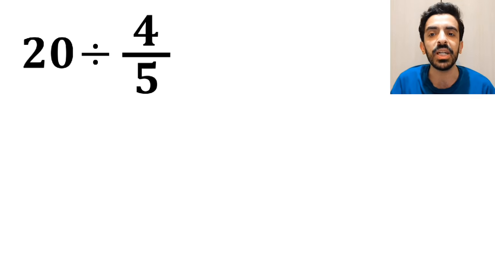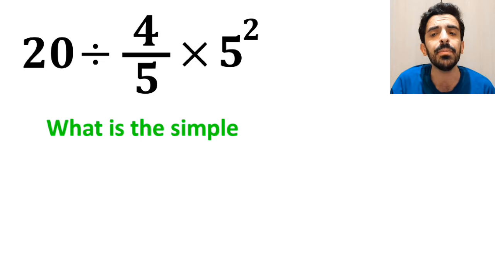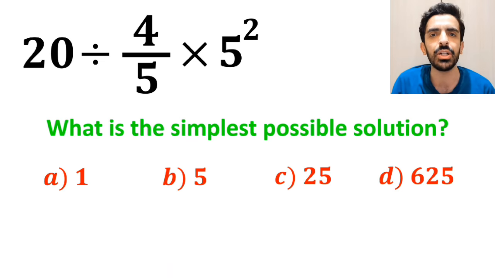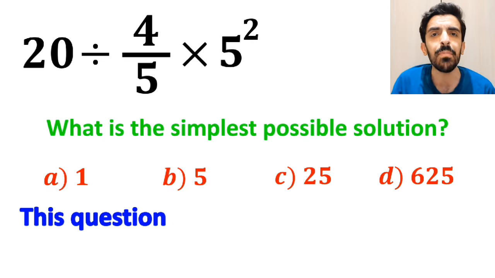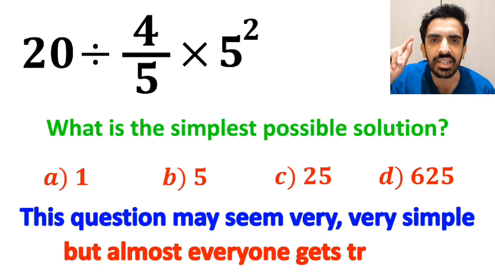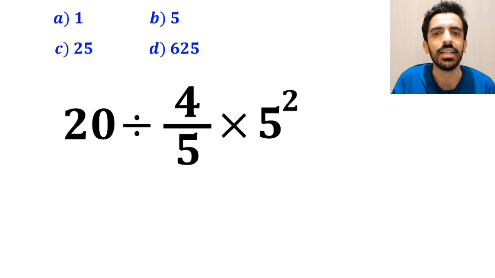If we have the expression 20 divided by 4 over 5 times 5 to the power of 2, then what is the simplest possible solution for this expression? Which option do you think is the correct answer to this question? This expression may seem very simple, but almost everyone gets tricked. Let's break it down and solve it together.